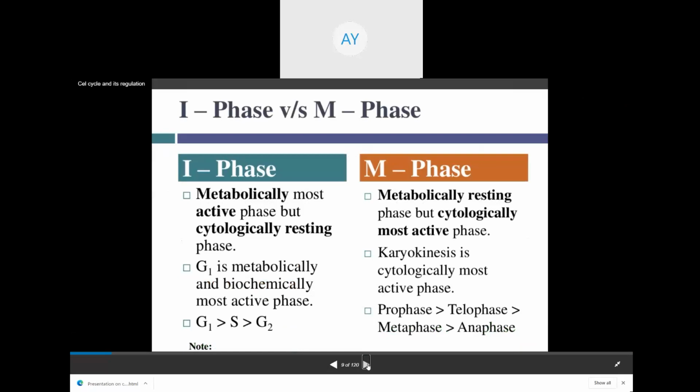Now come to I phase, interphase. I phase means interphase, and M phase means mitotic phase. So what is the difference between I phase and M phase? Try to know what the difference is between I phase and M phase.